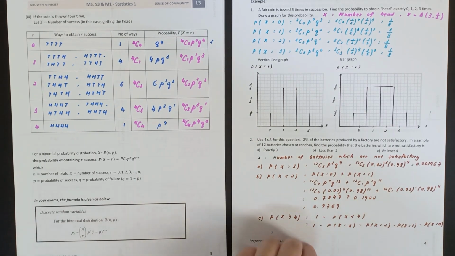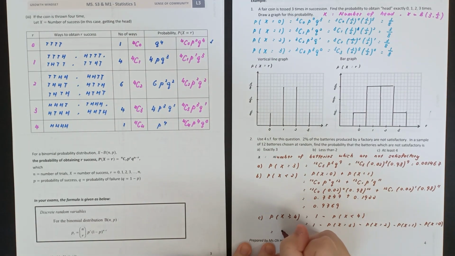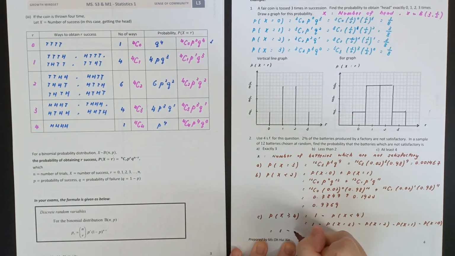Okay, sorry, I write here a bit. Okay, so 1 minus, so probability for you to get 3. So how do you find that? Yeah, you have the answer from your A. Okay, so 0.001467. And then minus probability x equals to 2.